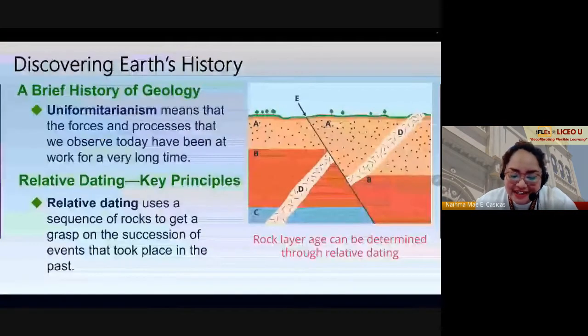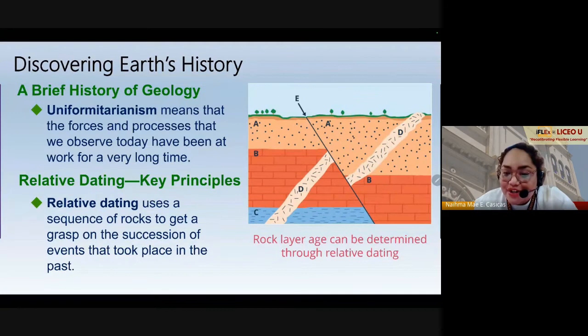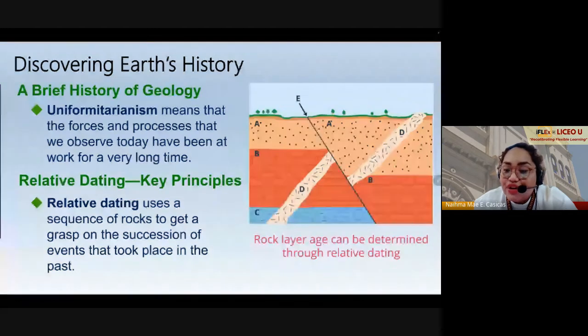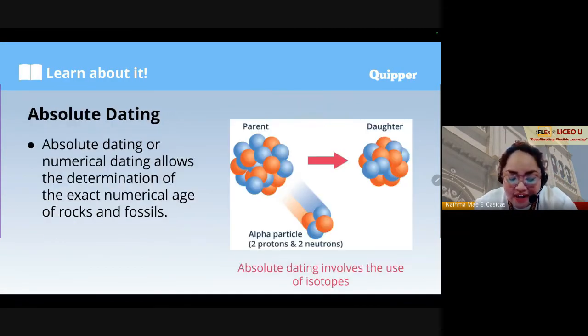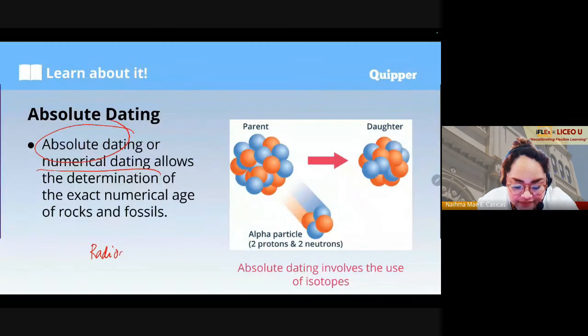All right, so let's go here to relative and absolute dating. When you say relative dating, you're actually giving an age to a place, but it does not really have a number. You can only use the sequence of rocks to do so, just like what we've done kaganina, that's relative dating. Absolute dating, on the other hand, will give you an exact number. So it's numerical data, which uses radioactive decay. It uses isotopes.